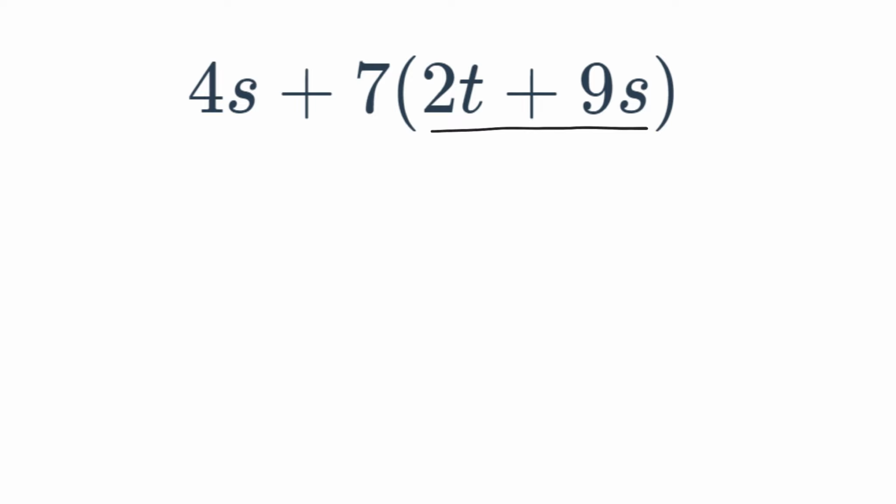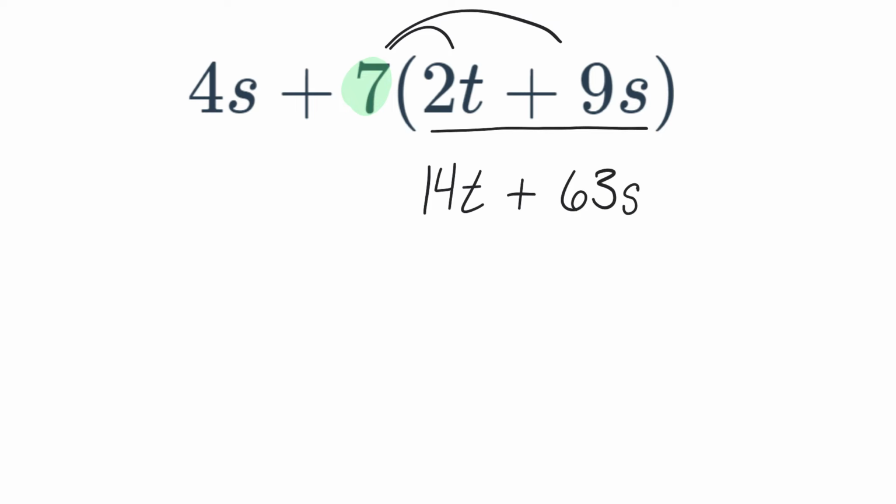And we are going to multiply 7 to everything inside of the parentheses. So 7 times 2 is 14 with a t. 7 times 9 is 63 s. We did not use the 4s, so the 4s is just going to carry down. And now we have created like terms.